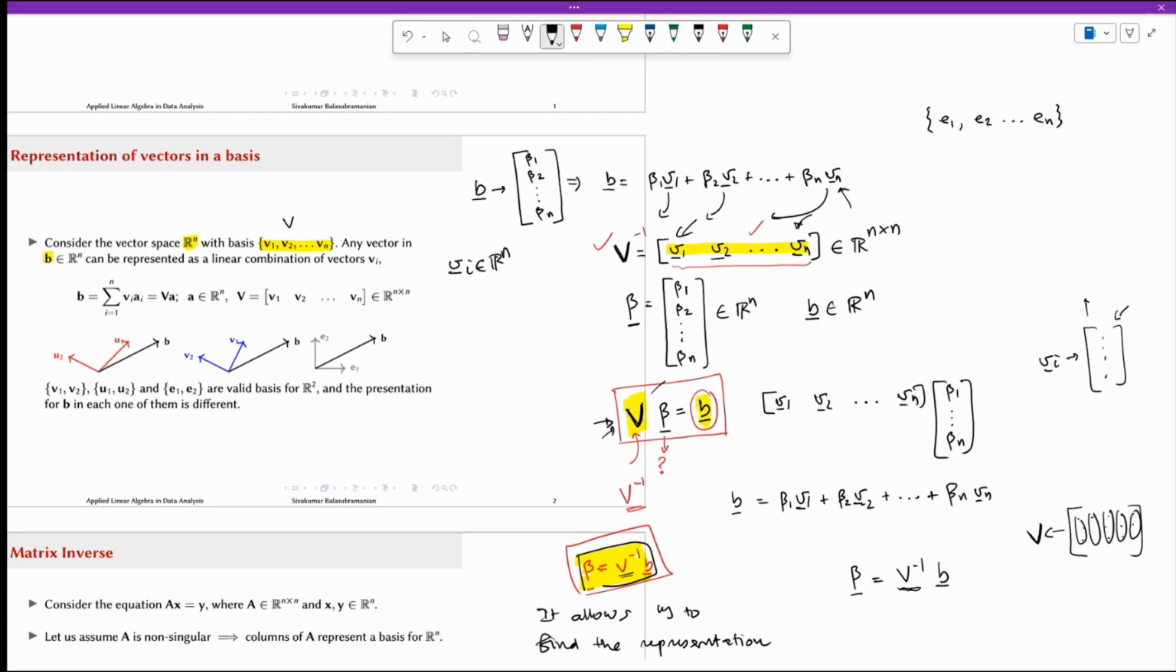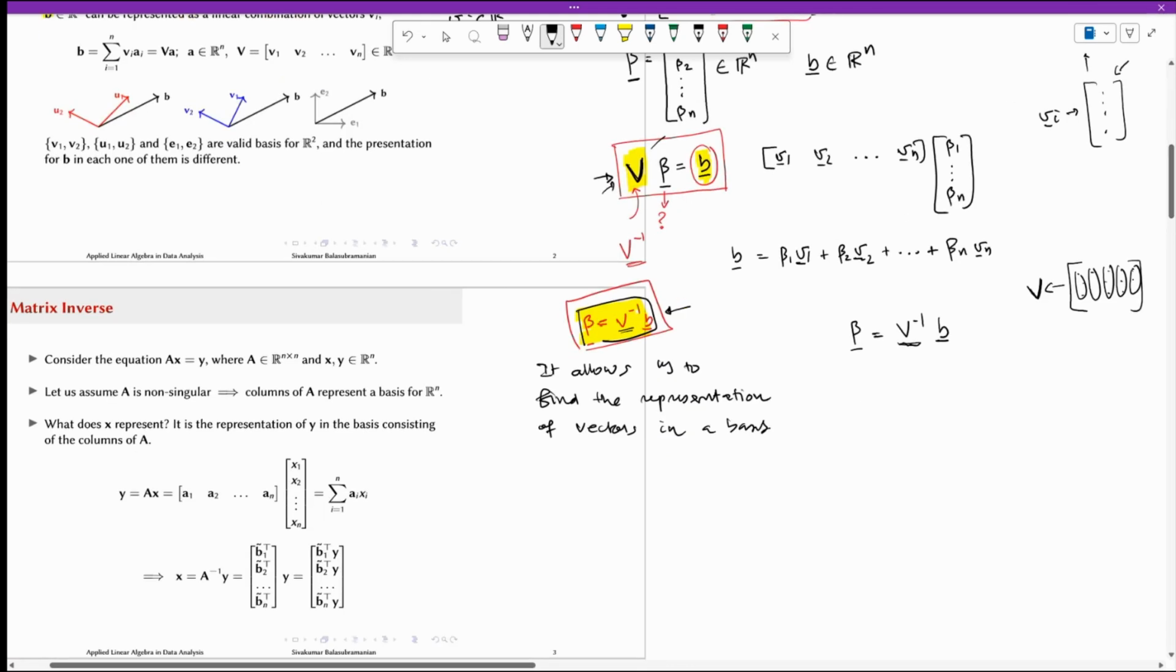Okay. So our original basis vectors V1 to Vn were represented in the standard basis. But now we had another basis that we were interested in, which was the V1 to Vn basis, which is the V basis. And this operation here essentially allows you to convert the representation of the vector B, which was originally in the standard basis, to the new basis, which is the V basis.